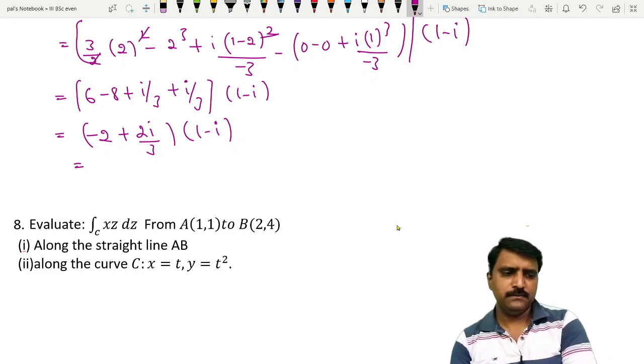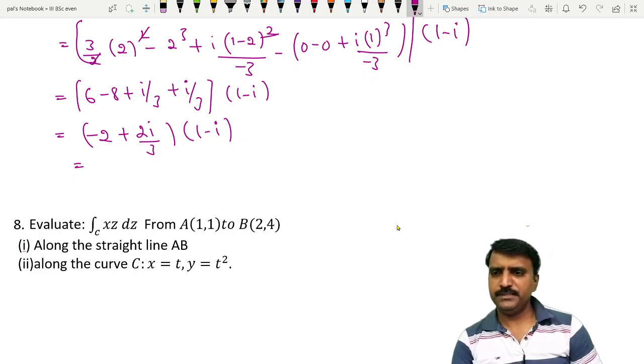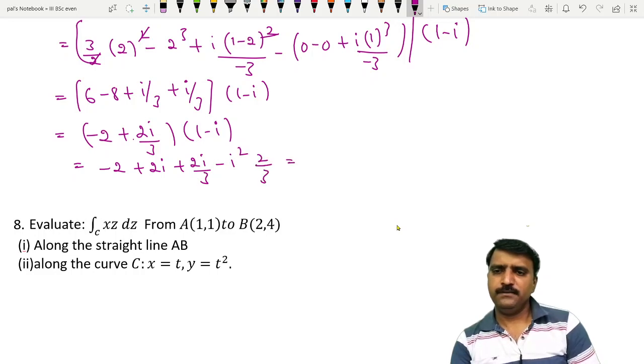Go on simplifying this. Simplification gives minus 2, minus of minus plus 2i, plus 2i divided by 3, and this is minus i square into 2 by 3, which is equal to minus 2 plus 2 by 3 plus i into (2 plus 2 by 3), which is equal to 3 twos are 6, so minus 4 divided by 3, plus, 3 twos are 6, 6 plus 2 is 8, 8i by 3.